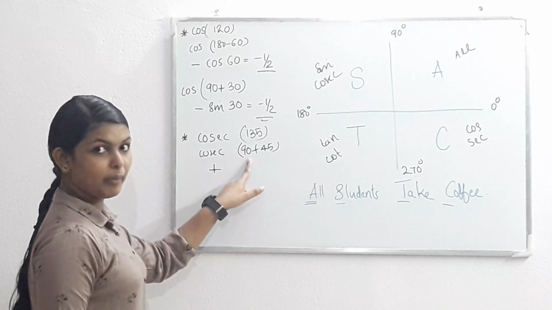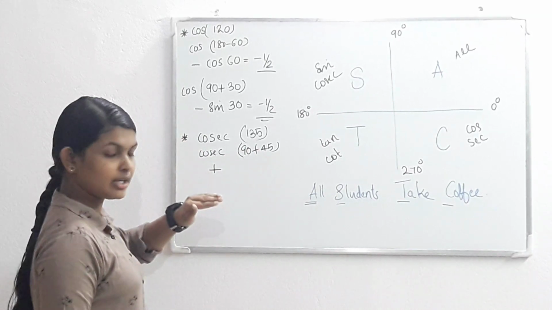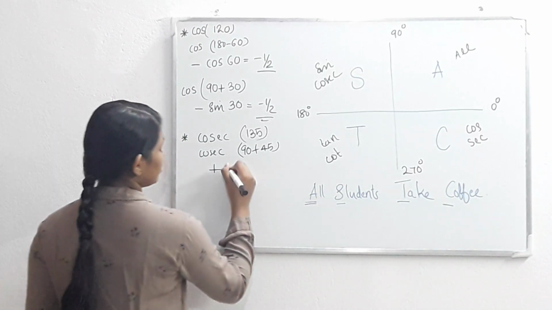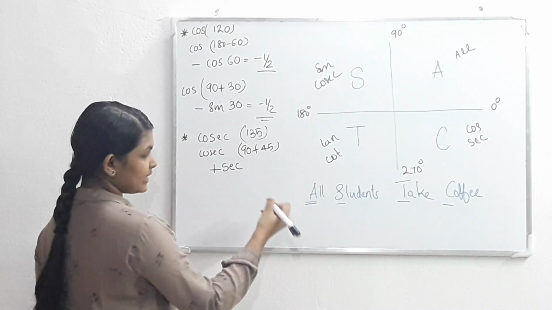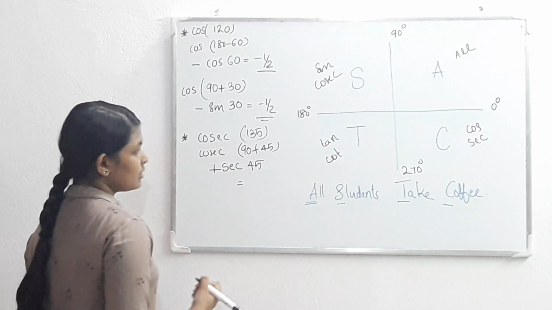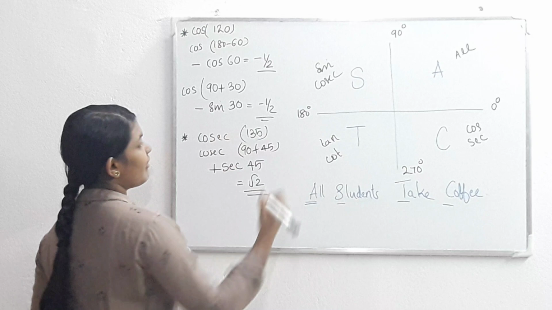And since the angle is of the form 90 plus or minus theta, we have to change that function to its cofunction. That means we have to change this cosec to its cofunction, that is sec. So sec theta. What is the theta here? 45. So it will be equal to what? Yes, it will be equal to root 2. So this will be the answer of cosec 135.